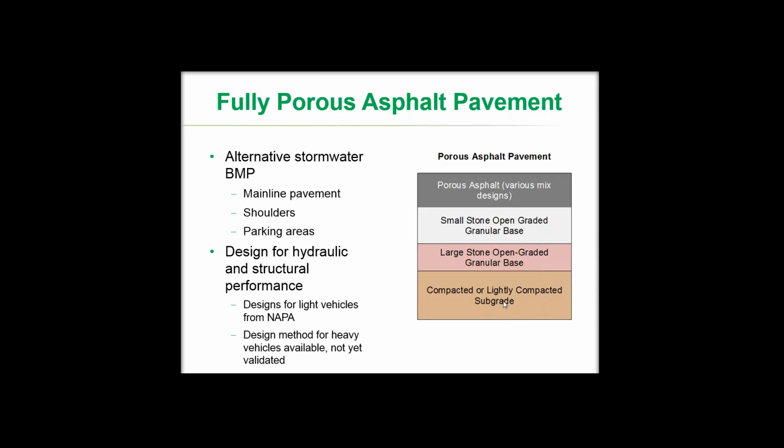and then infiltrate it into the subgrade, or hold it in the pavement and then let it run out at a much slower rate later. This has been proposed and is being used in pilot projects in various states as an alternative stormwater best management practice. Shoulder retrofit in low-speed areas, potentially for mainline pavement for some local road use.